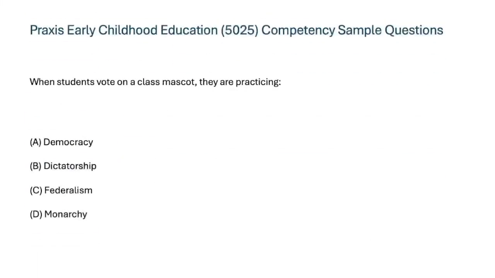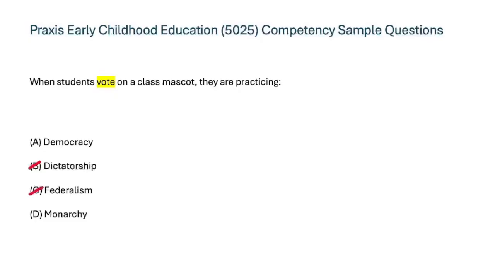When students vote on a class mascot, they are practicing A, democracy, B, dictatorship, C, federalism, or D, monarchy. One thing I want to point out about this question, anytime we see the term voting, that always aligns with democratic concepts. You should review basic civic terms in the context of early childhood examples to prepare for a question like this. Let's go ahead and eliminate the incorrect options, starting with B, dictatorship, which involves rule by one.